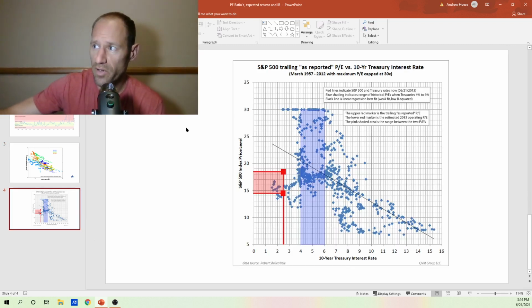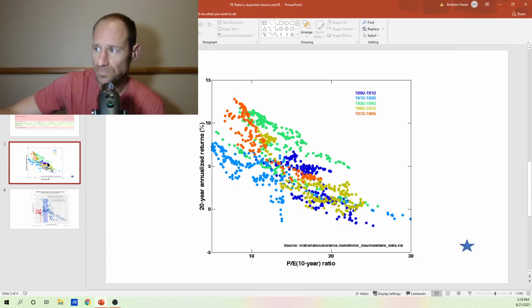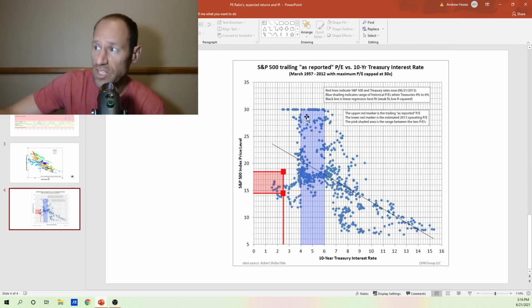Now here's another scatter plot. This is called the S&P 500 trailing as reported PE versus the 10-year Treasury interest rate. So the last one was the PE ratio versus annualized returns. This one is your index price level and your 10-year Treasury interest rate. And what you can see is the general trend line in this black line here. As interest rates go up, the PE ratio, or the S&P index price level, goes down.